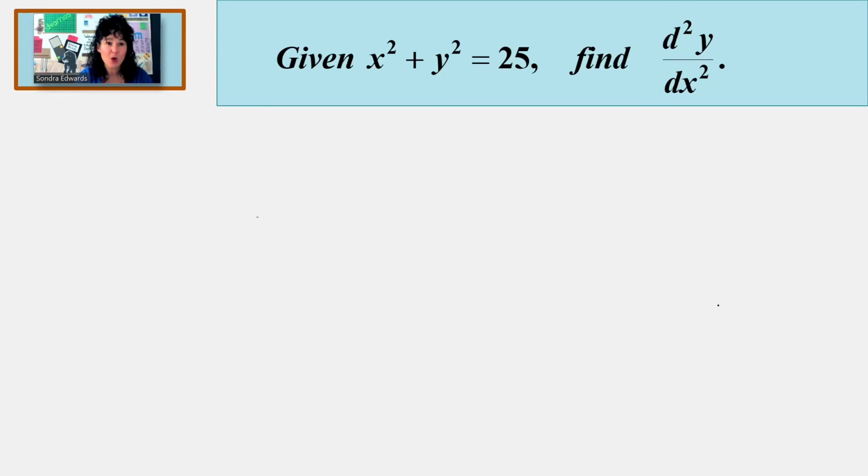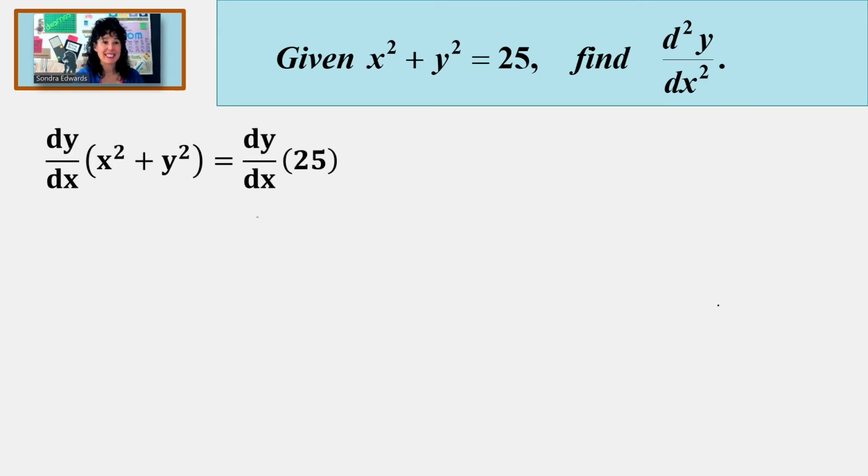Okay, one more just to make sure. And this time we're taking d squared y over dx squared. Remember, that's like y double prime. So we want to start with finding y prime first.